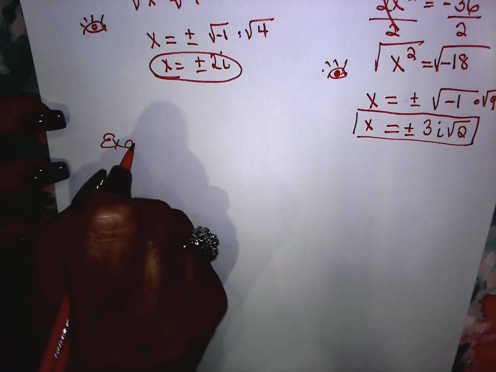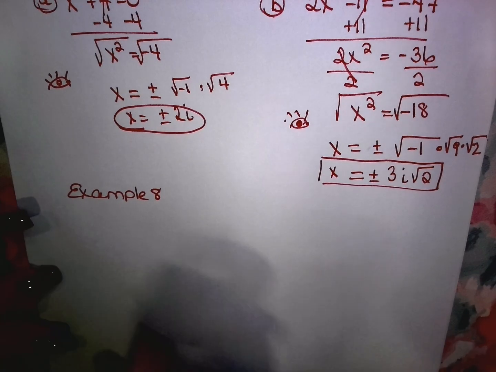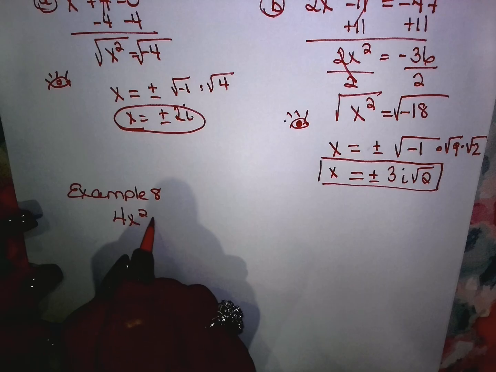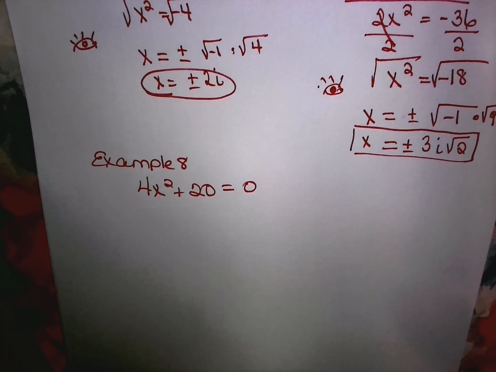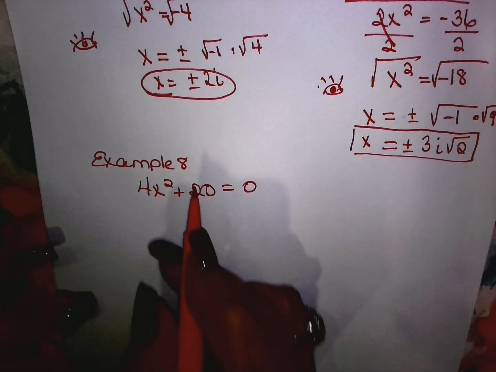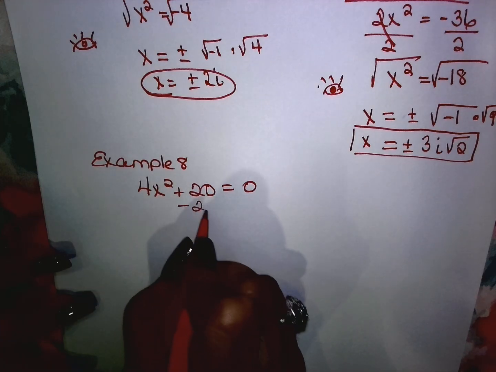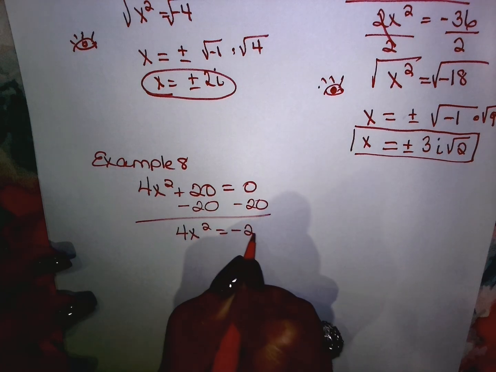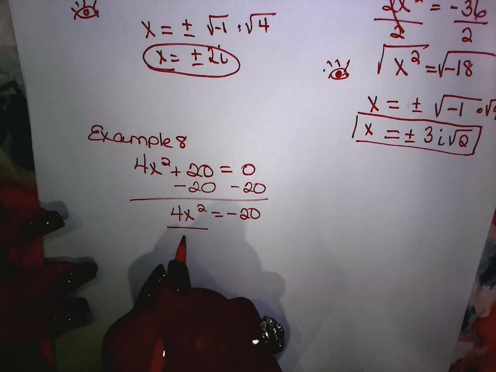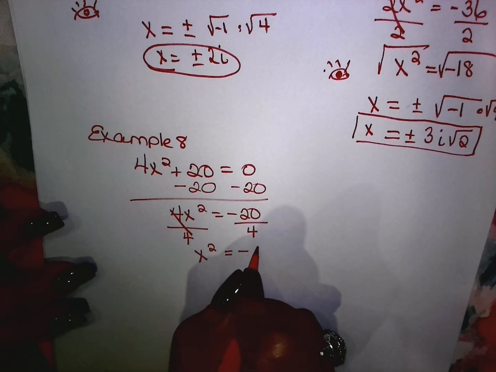Let's take a look at Example 8. If I have 4x squared plus 20 equals 0, we're going to go ahead and solve this. We're going to subtract 20 from both sides. So 4x squared equals negative 20. Then we're going to divide both sides by 4. That means x squared equals negative 5.